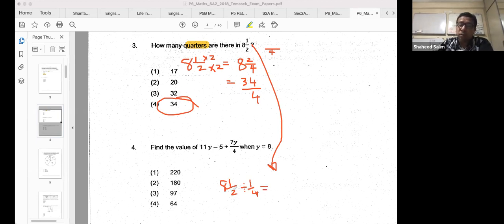So this is 8 times 2, 16, plus 1, 17. 17 over 2 times 4 over 1. Watch, you can also do it this way. Divide by 2, get 1. Divide by 2, get 2. 17 times 2, get 34 straight.